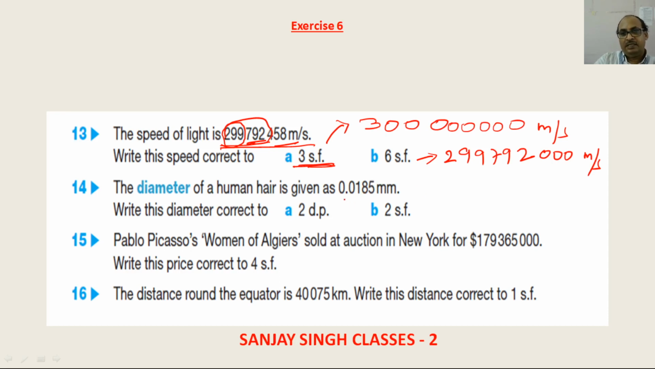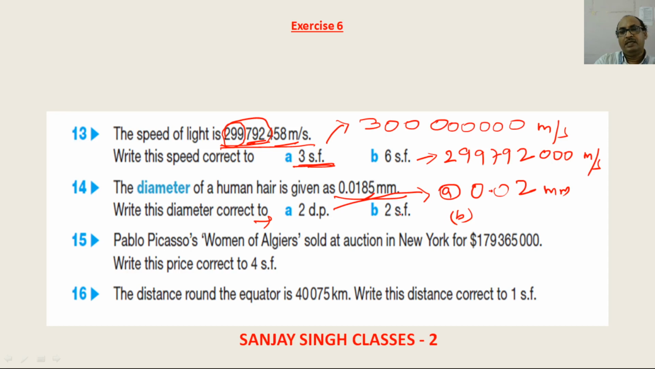In this case, the diameter of a hair is given as 0.0185. So for two decimal places, our answer will come, two decimal places. So 0.01, as 8 is greater than 5, it will become 0.02 mm.